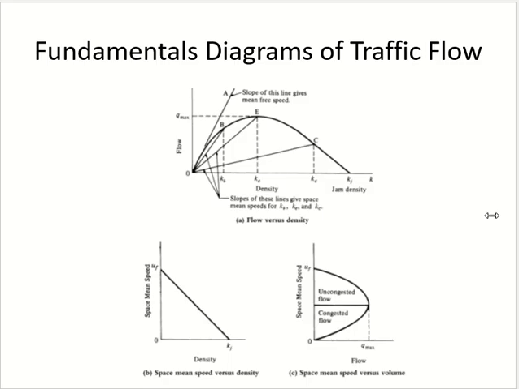Clear? Okay, then we have KJ, which is called jam density. Again, the highest for the density. So the highest speed is called free flow speed, the highest density is called jam density. So at UF, what is the value of density? 0, right? So when speed is free flow, density is 0. No cars, right? That's why the speed is highest. And what is the speed at jam density?